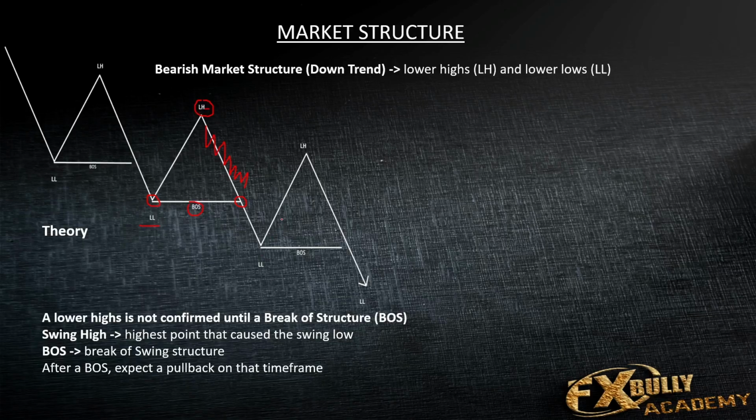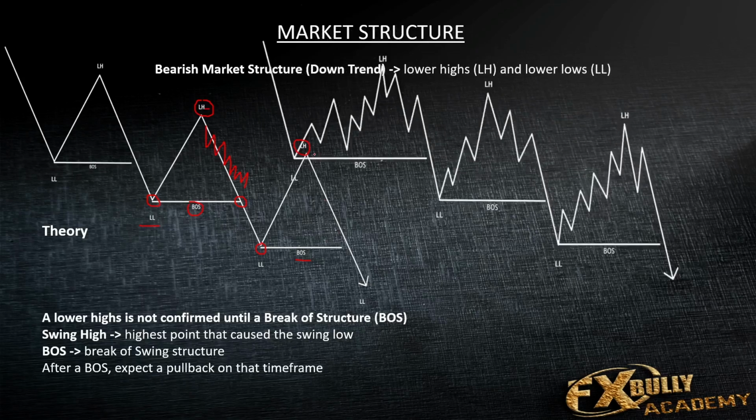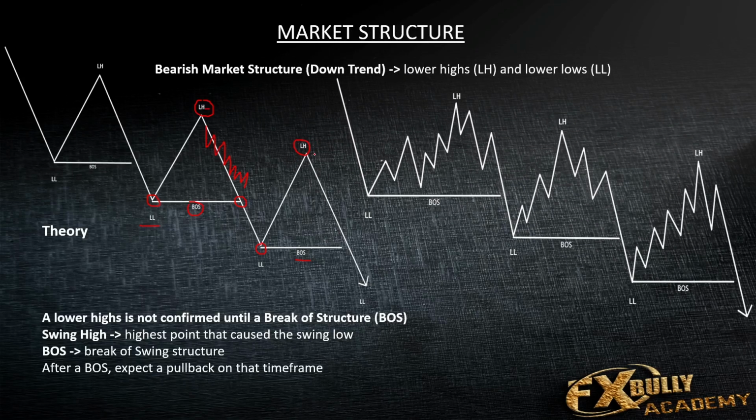And then when a pullback comes in, until the market breaks this low, we do not have a lower high, right? So this swing high, when it is broken, which we then call a break of structure, and then we'll confirm that we have a lower high, right? In reality, it is different from what we have.